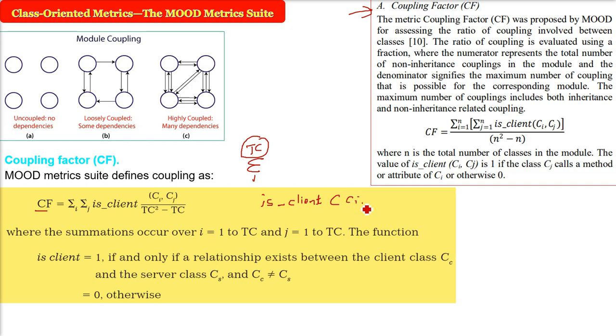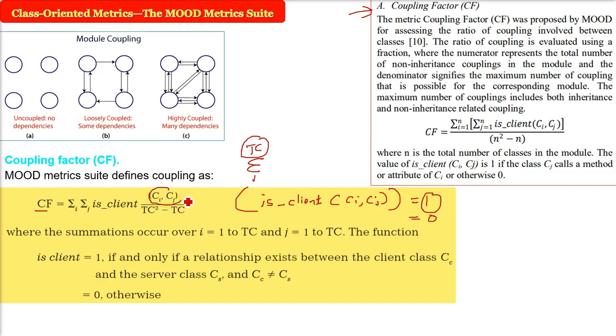Ci, Cj. So there are 2 different classes. Now this whole result will be 1 or 0. It will be 1 if and only if a relationship exists between the client class and the server class, and the client and server classes are not equal. If one is a client of the other, it will be 1. If there is no relationship between the client class and the server class, then we say it will be 0. So the numerator can only be 0 or 1.